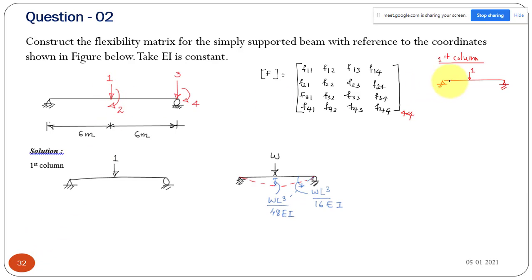Once you apply the force like this, we will have a bending like this. The beam will have a symmetric bending. And you can find the deflection at the center. Which element in this matrix is that? What is that element in this matrix, the deflection at the center?